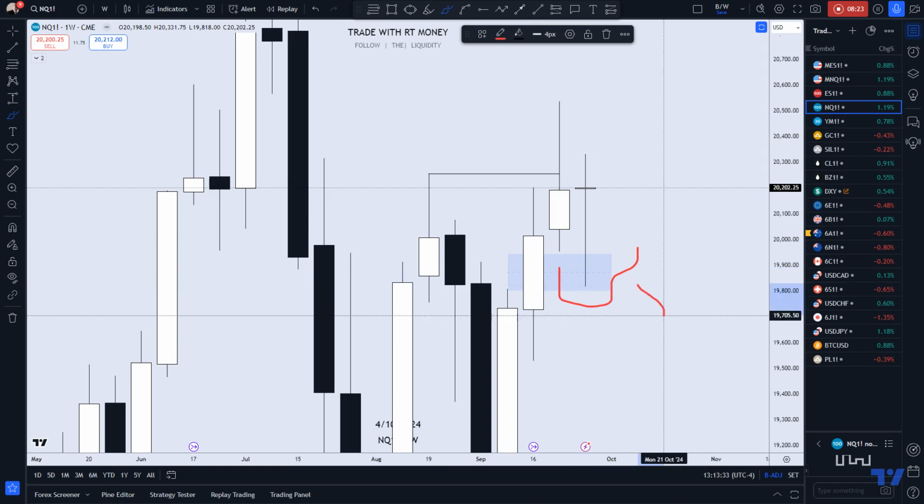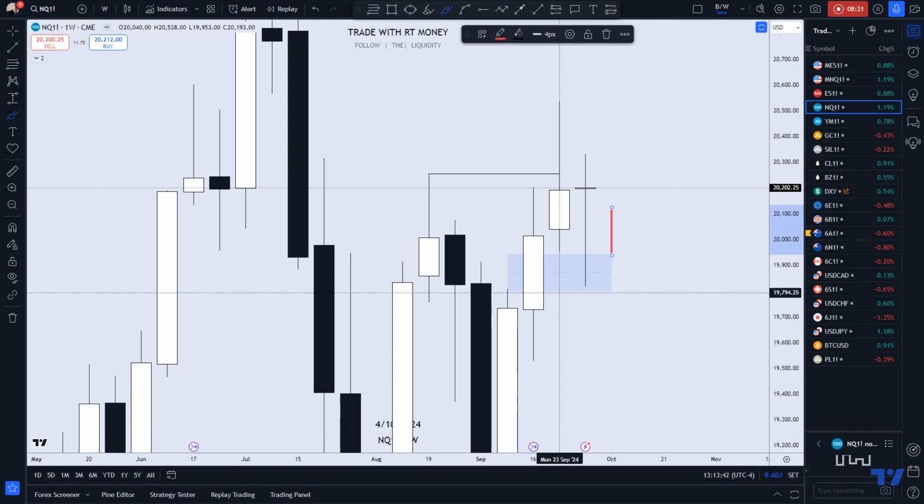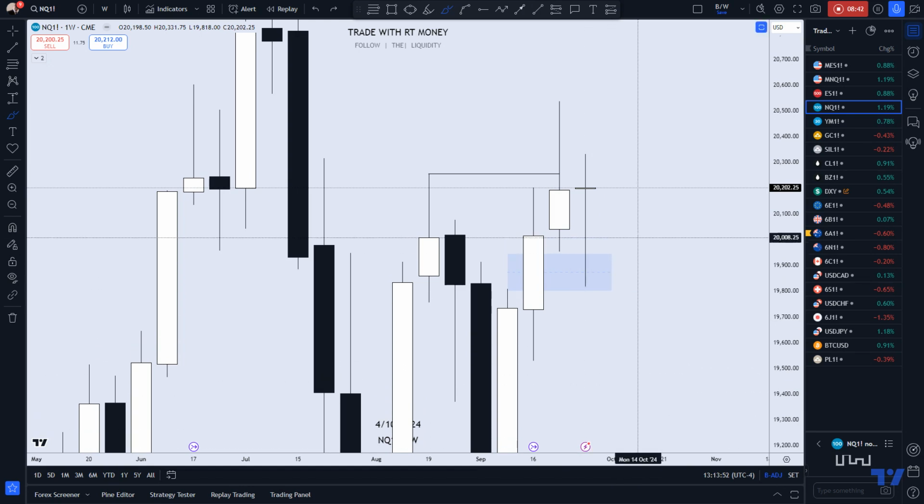1, 2, 3. You know how fractals are formed. 1, 2, 3. Those are terrible lines. But we get one here. That'll be a fractal low, and I'm looking for price to go up from there.